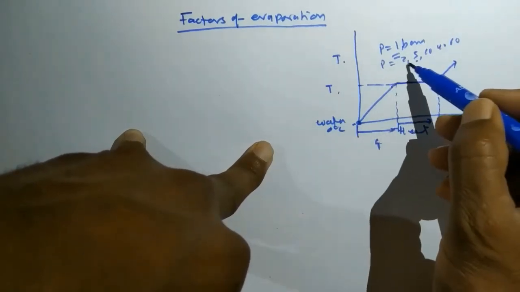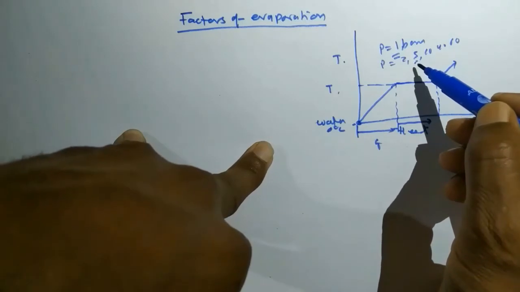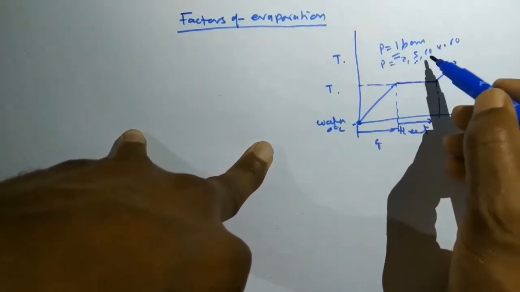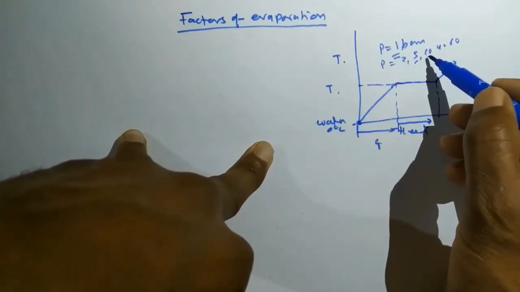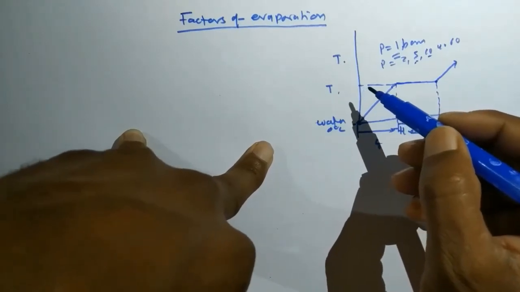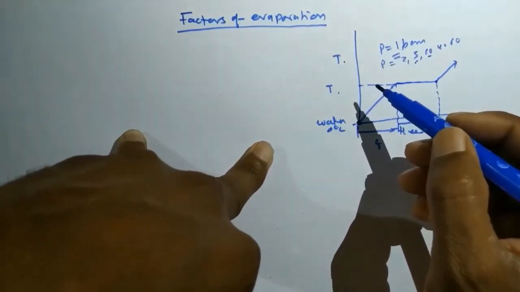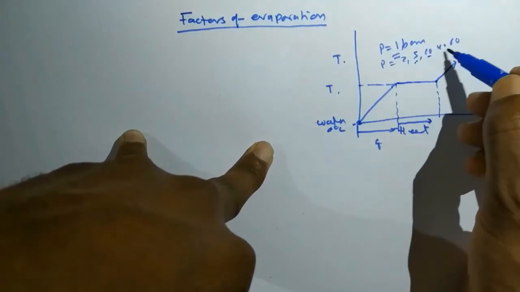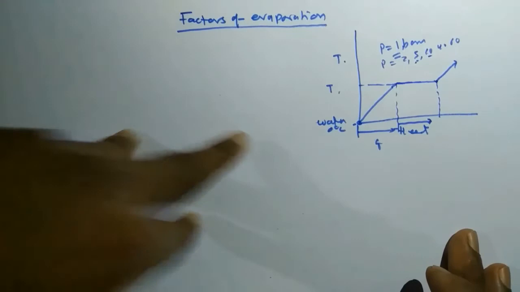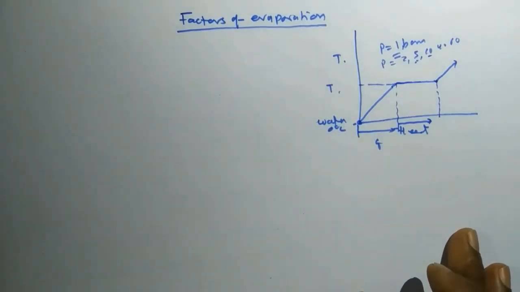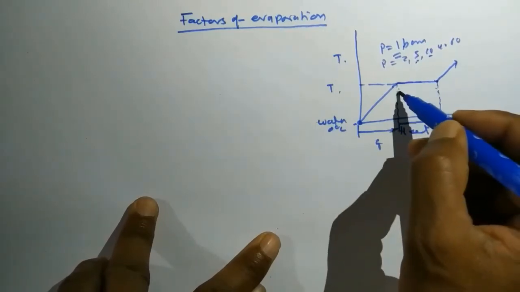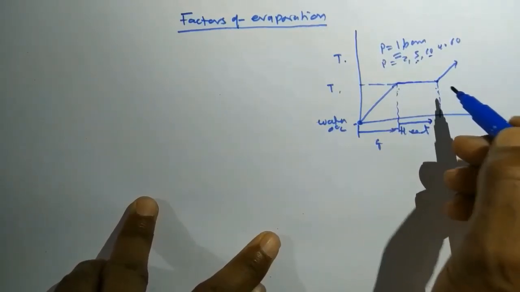If the pressure becomes 5 bar, the temperature becomes something more, near about 128 degrees centigrade. If the pressure becomes 10 bar, the temperature will rise up to 154 degrees centigrade. It means as the pressure rises, the saturation temperature also rises. Hence, the latent heat of evaporation is also changed.